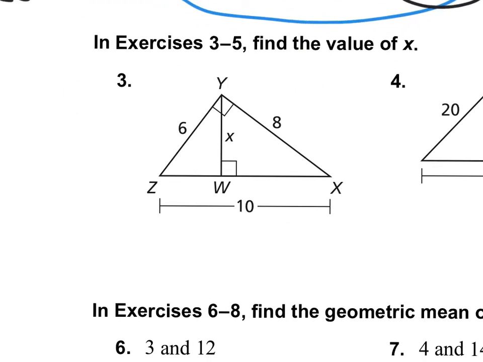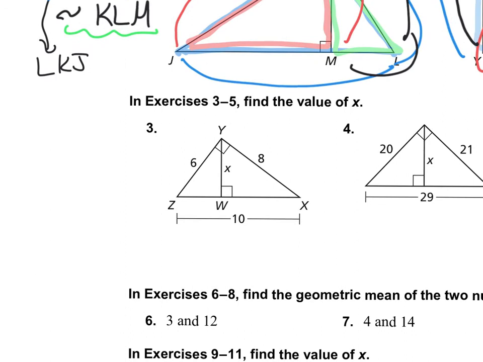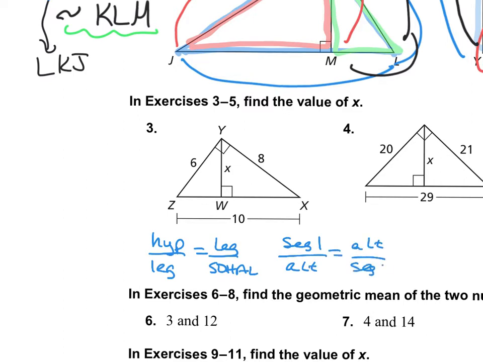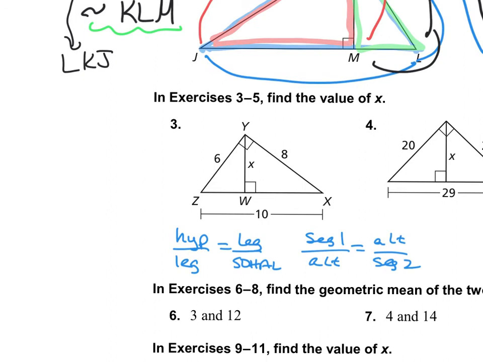Now again, the two proportions I'm going to use in this entire worksheet are going to be these two. I'm going to do the hypotenuse over leg, leg over segment, and then the other one was segment 1 over altitude, and then altitude over segment 2. That's how I'm going to work all of the problems on this worksheet. This is what I'm going to expect to see you use on the quiz on Thursday. So let's go ahead and take a look here. They want us to find the altitude.